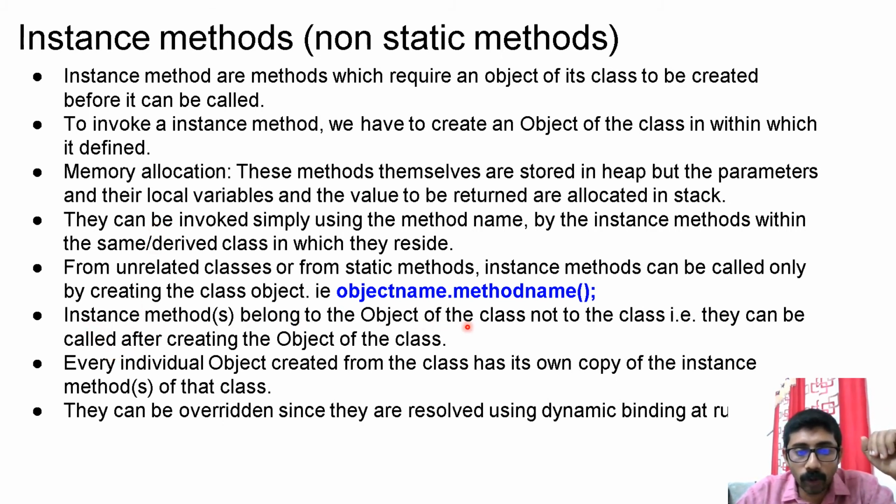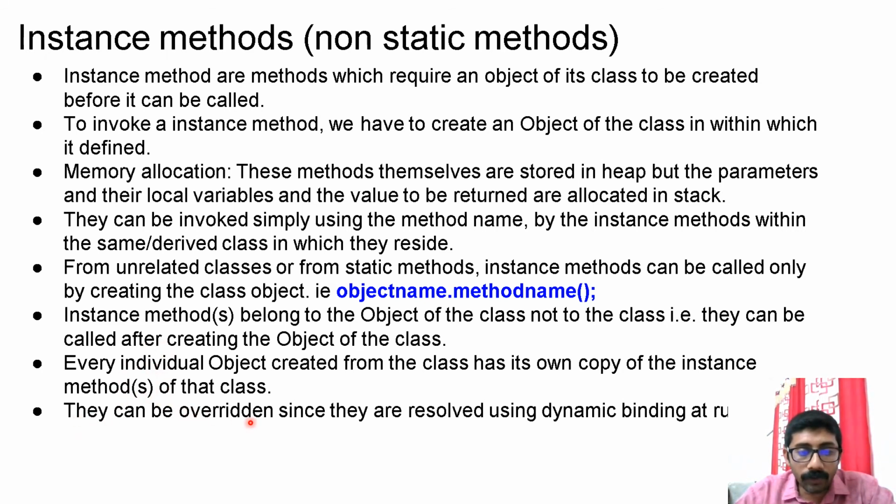Instance methods belong to the object of the class, not to the class. They are part of the object. They can be called after creating the object. Every individual object created from the class has its own copy of the instance methods. They are part of the instance, so each object has its own copy.